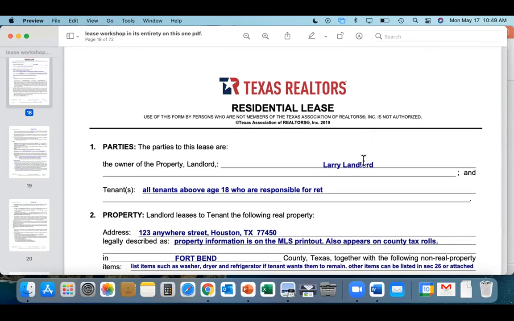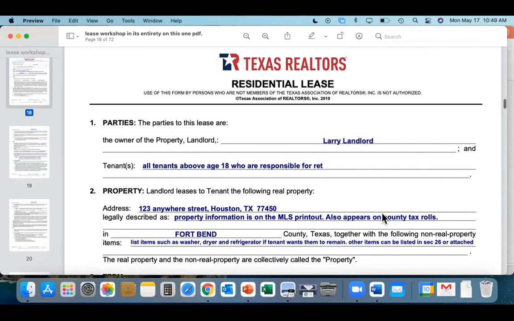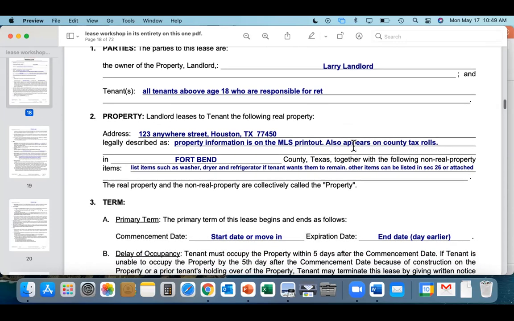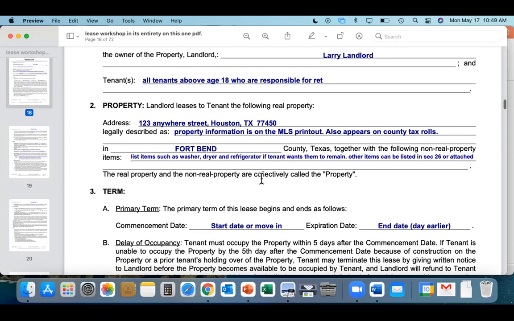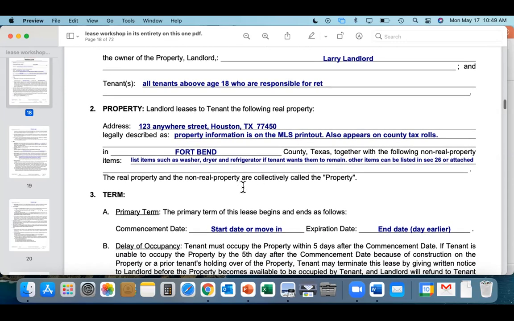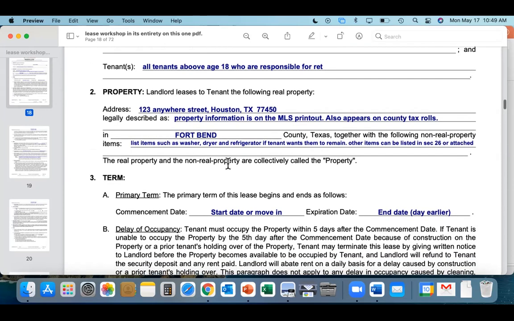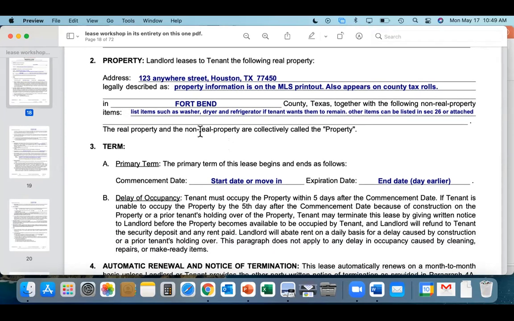All right, so let's look at the lease itself. So we have the landlord's information, the tenant's information, all the tenants who are over 18 that are going to be responsible for the rent go in there. The landlord leases to tenant the following real property. So this is the address of the subject property.